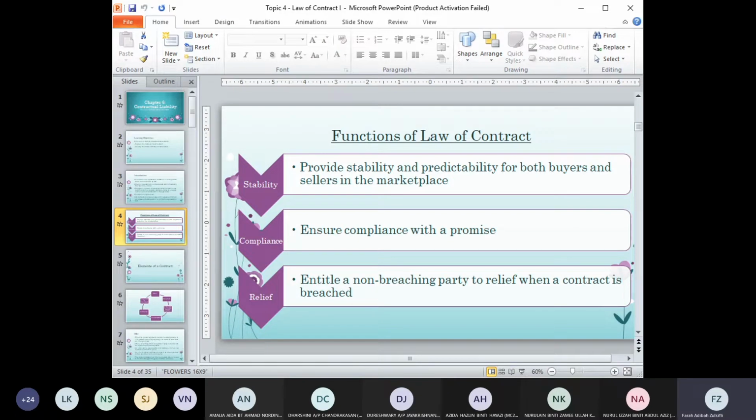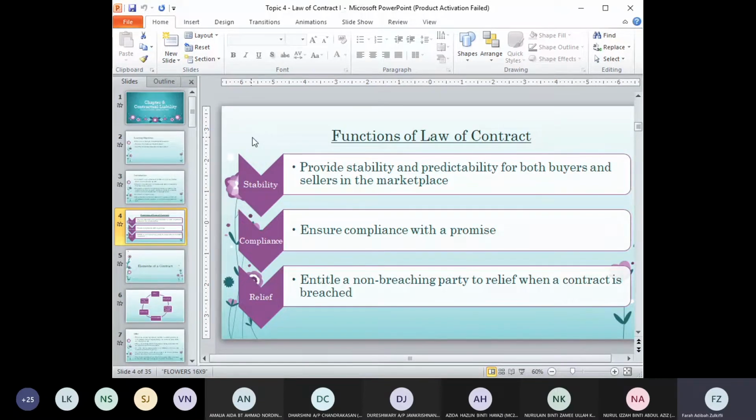So relief is the same as damages and remedies. So when we talk about ganti rugi: relief, damages, compensation, remedies. All these four things, relief, damages, compensation, remedies, mean the same thing. It means ganti rugi. Okay, so those are the three functions of law of contract.